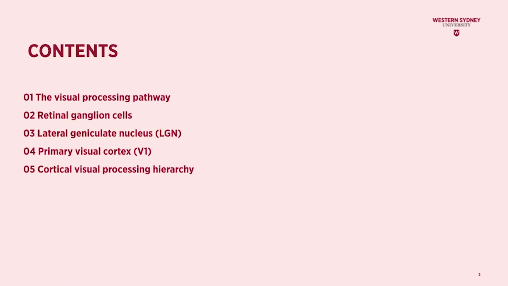In part 4, we'll arrive at the first stage of cortical visual processing, known as the primary visual cortex, or area V1. It's here that we observe some remarkable changes in receptive field properties. In part 5, we'll further ascend the processing hierarchy and take note of how the brain combines information across space and time to generate percepts of whole objects.